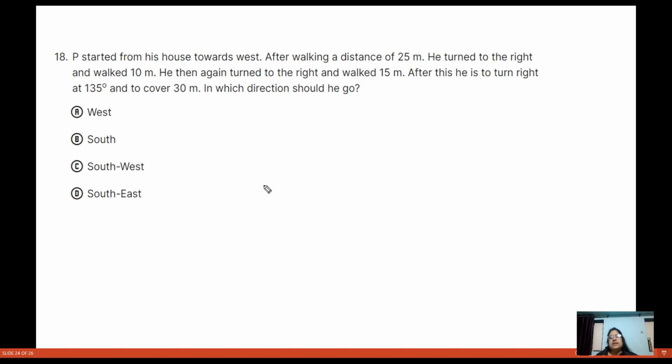Guys, look at this question. It is saying P started from his house towards west. After walking a distance of 25 meter, he turned right. So he is first walking towards this direction and then turning towards right. We obviously know this is the right direction. Then walk 10 meter. He then again turned right, walking this, and walked 15 meter. After this, he is to turn right.